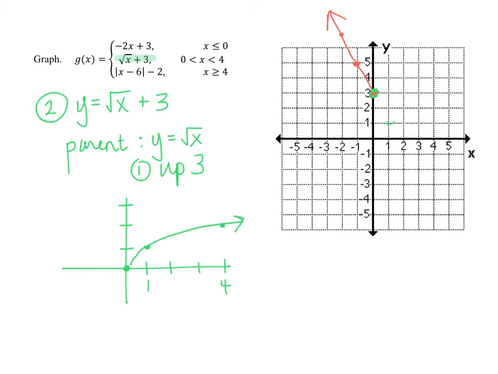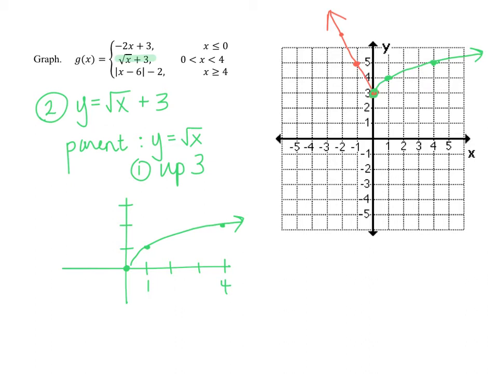The point that used to be here at (1, 1) shifts up 1, 2, 3 and moves up here to the point (1, 4). And then lastly, our point that used to be here at (4, 2) shifts up 3 and becomes this point here, which is (4, 5). So right now, again, I'm graphing the entire square root of x plus 3 graph, which would be this graph here.